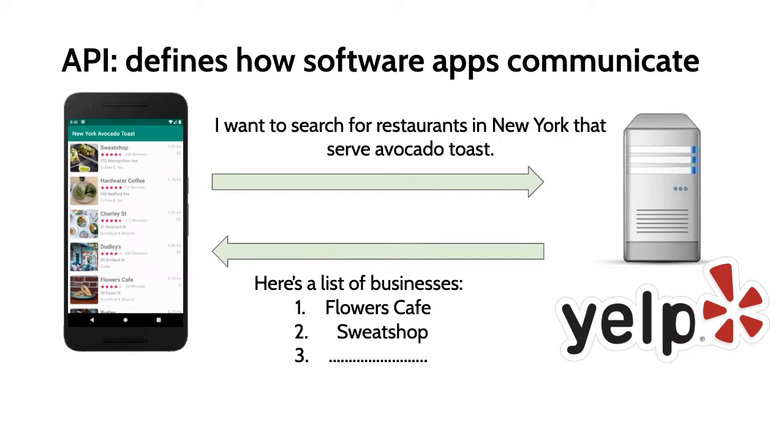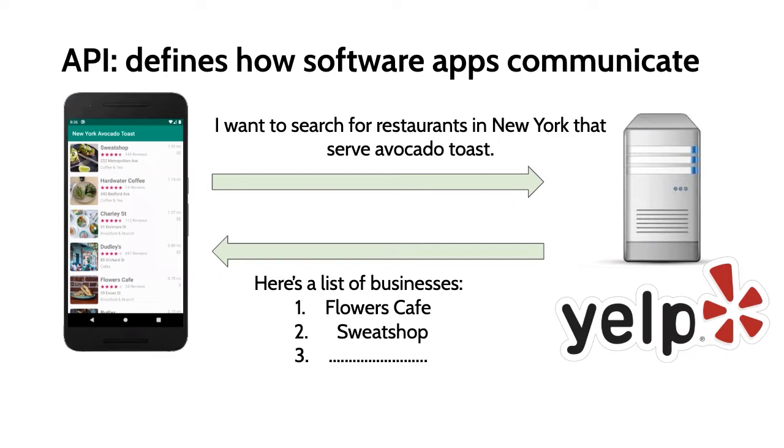And the Yelp server will respond over the internet with a list of restaurants that match our search criteria, and we can do whatever we want with that data. In our case, all we're doing is rendering it in a list. So fundamental to APIs is data. APIs are contracts that define how we get, create, modify, or delete data.